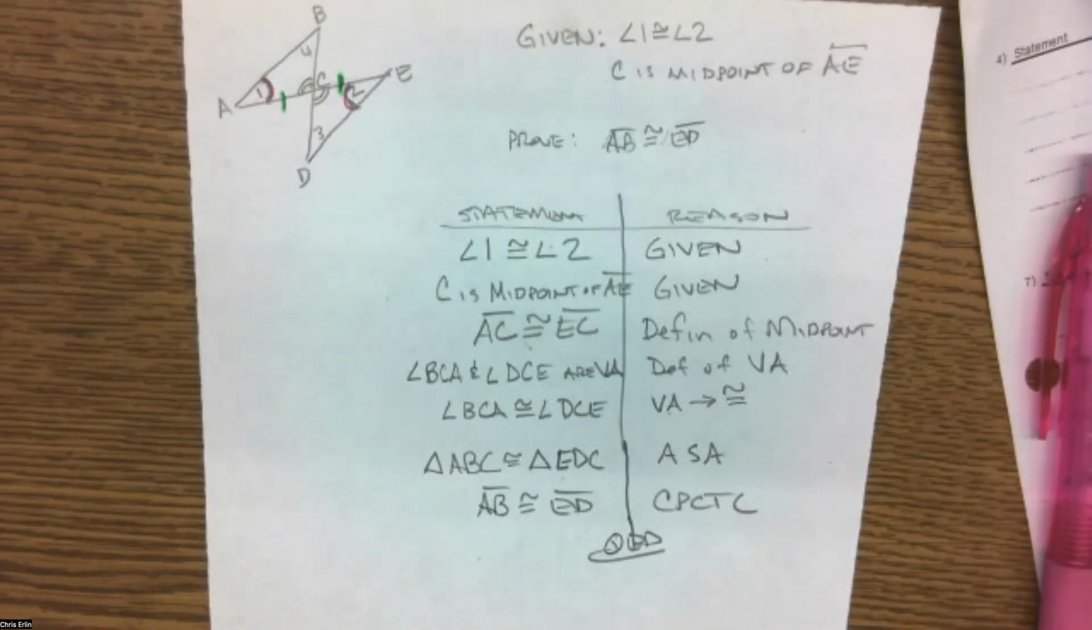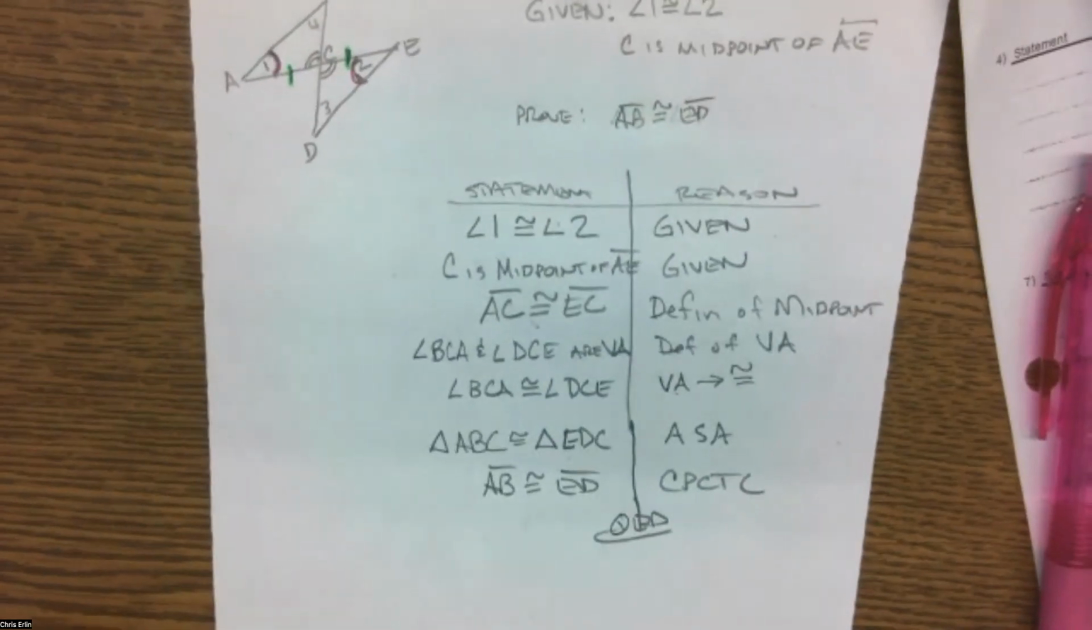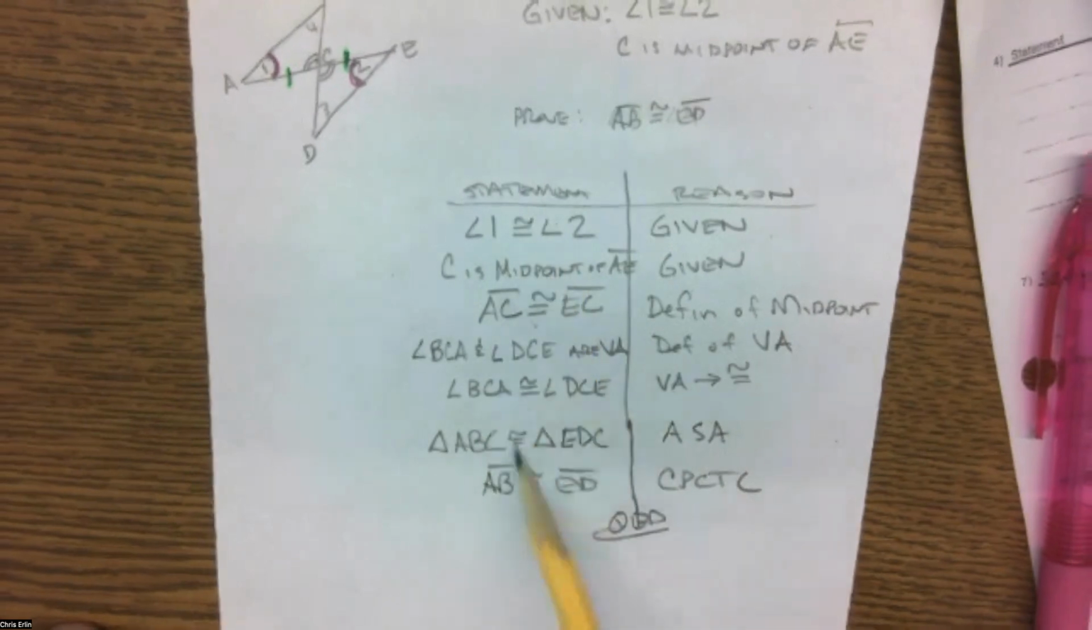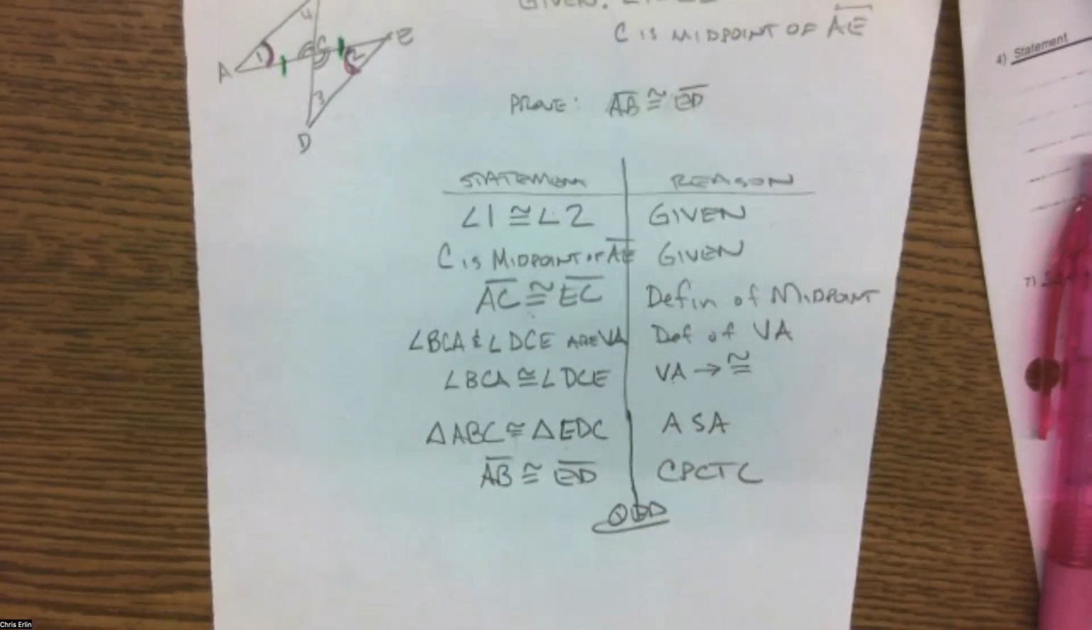Okay, hands down. Today, what I'd like to do is demonstrate how we might write a proof in a different format than 2 columns. There's a 2-column proof where our statements and our reasons are listed like a chart. But today, what I'd like to do is introduce this idea of a flow proof.